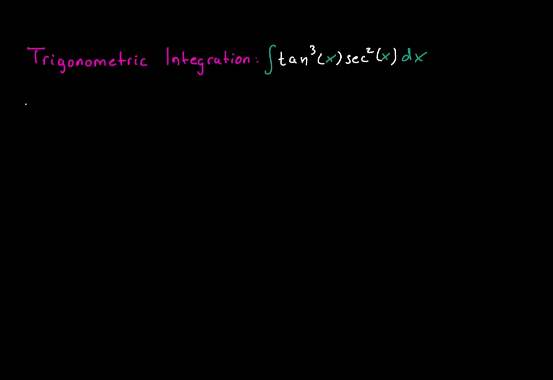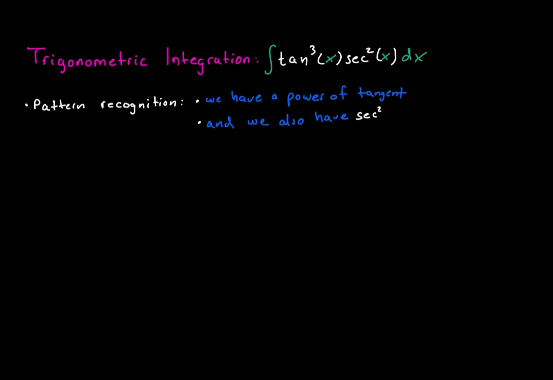Let's solve the integral of tangent cubed of x times secant squared of x. At first glance, this looks complicated, but there is a very important pattern here. We have a power of tangent, and we also have a secant squared term. This combination is a strong signal for substitution.